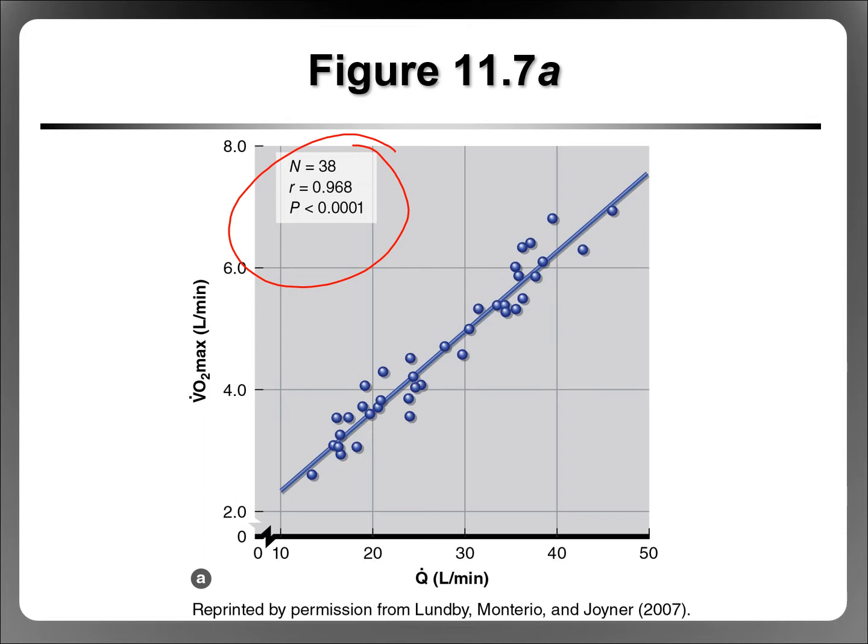So here we can see the correlation is 0.968. This is almost 1. This shows that there is a very strong correlation between somebody's maximal oxygen output, or VO2 max, and their cardiac output. So this is where we start flirting with the Fick equation again. Even though I can't directly measure it very easily, I can make some healthy assumptions.